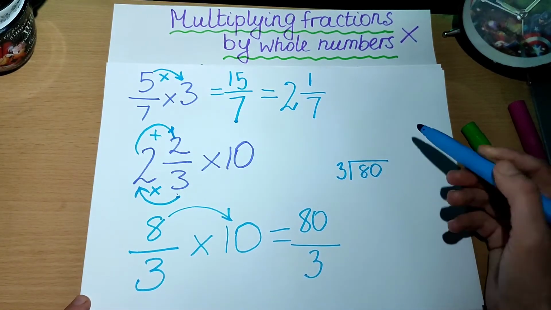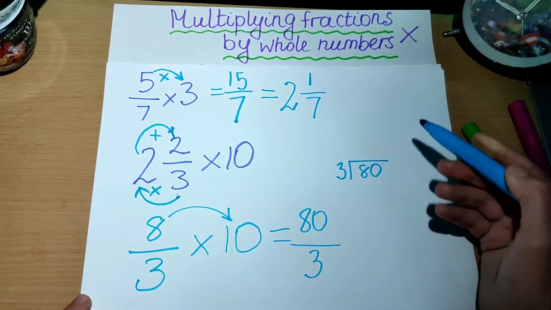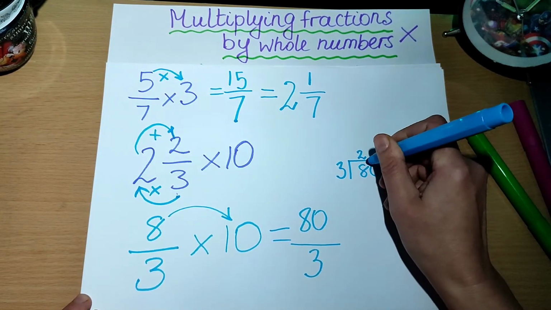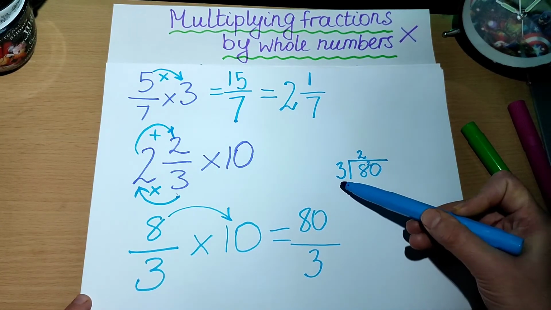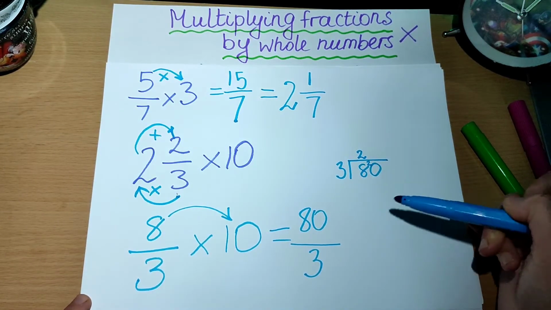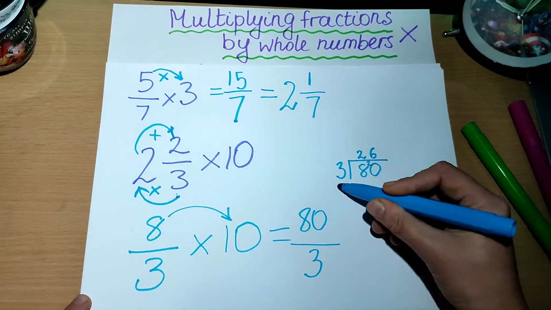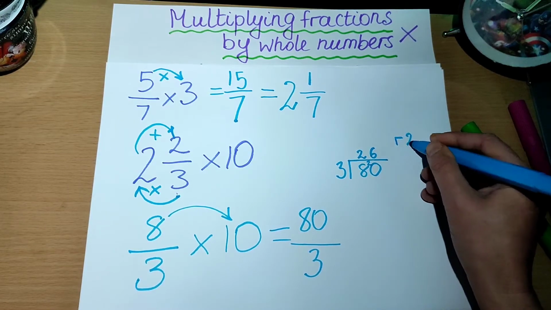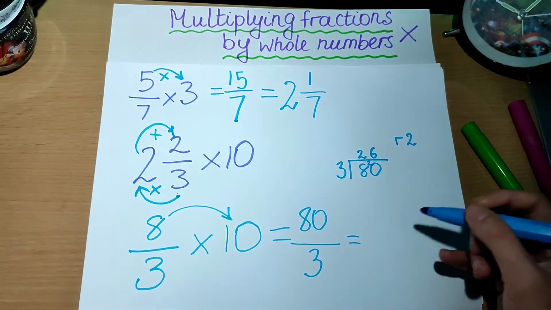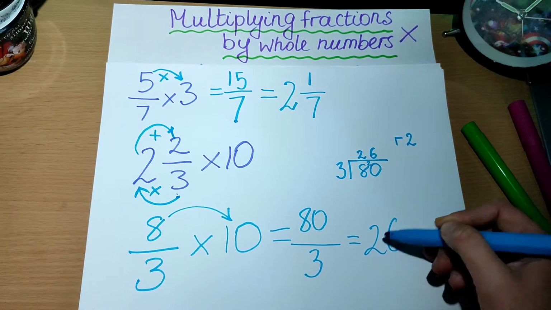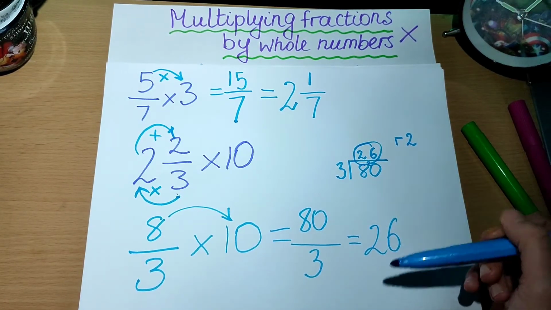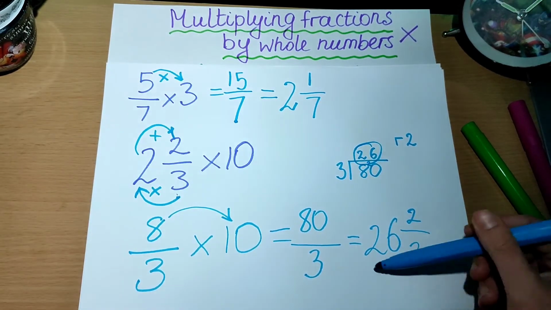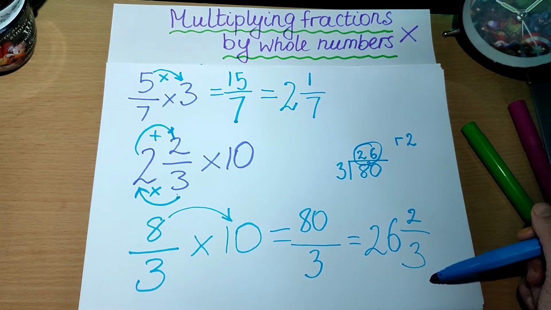80 divided by 3. How many 3s go into 8? Well, I know it's 2, because 3 times 2 is 6 and 2 left over. How many 3s go into 20? 6, because 3 times 6 is 18, and 2 left over. Remainder 2. So we're going to have 26 3s in 80, 2 left over. So 80 thirds is the same as 26 and 2 thirds.